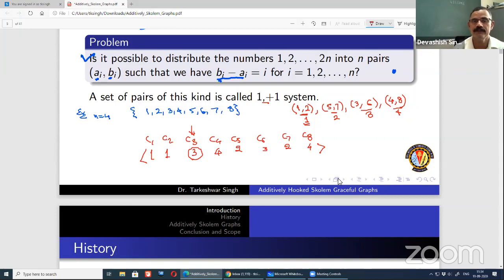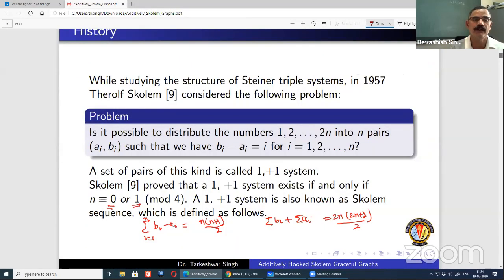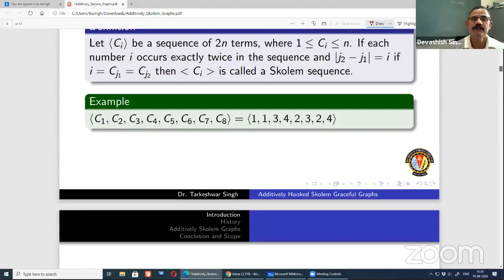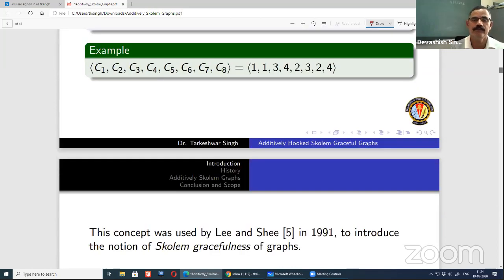So C3 plus 3, that is C6 position. You can see that. That is the beauty of this Skolem sequence. The next 3 will appear here. So this is about the literature, and many results have been proved on that. Okay. So this is a definition which I was just discussing. So this is very simple.